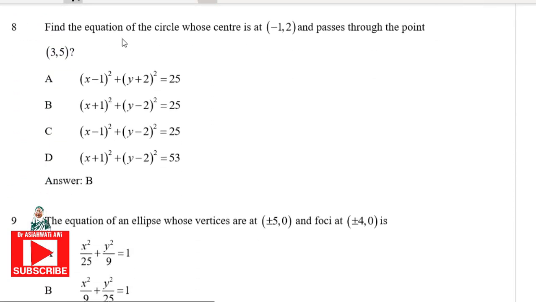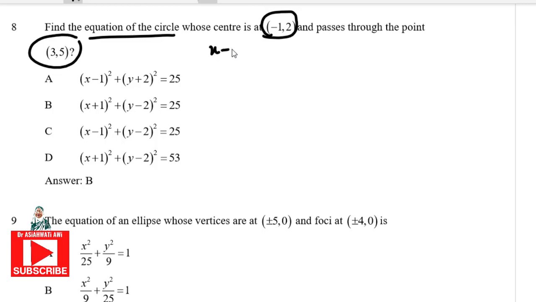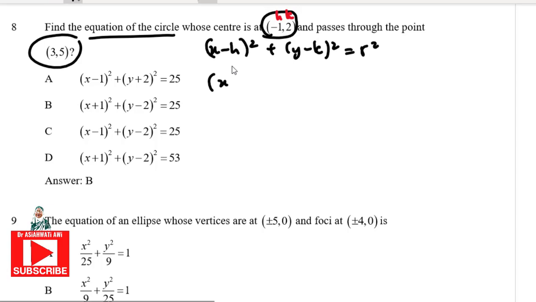Number 8. Find the equation of the circle whose center is negative 1, 2 and passes through the point 3, 5. So this is given in standard form. The option I use is the standard form: x minus h squared plus y minus k squared is equal to r squared, and this is h, k. Substitute the values: x plus 1 squared plus y minus 2 squared is equal to r squared.